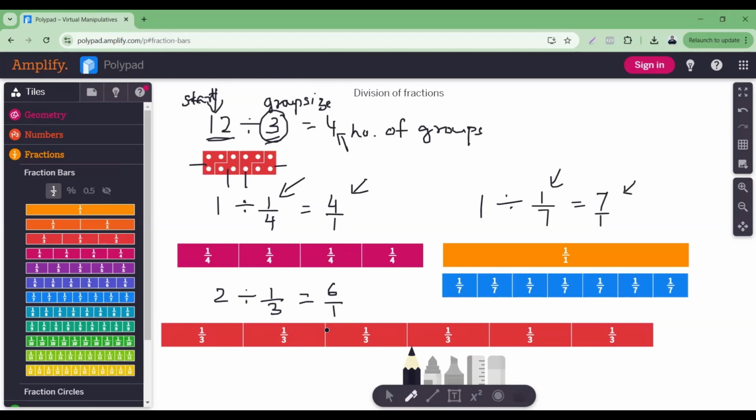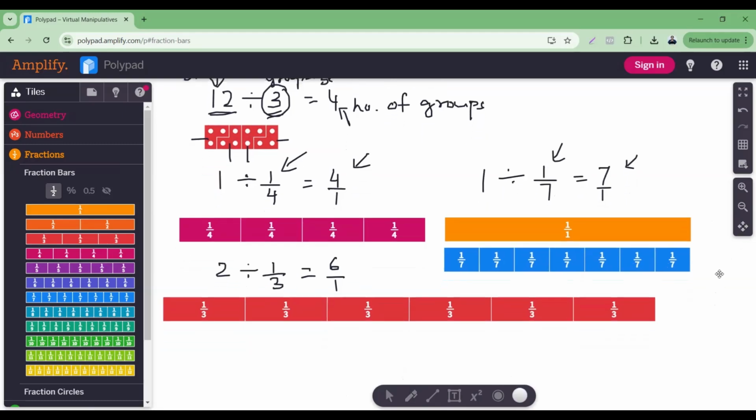6/1 is coming. Is there a connection between this 3/1 that should have come, but there's a 2 here? Oh yeah, the 3/1, whatever we could have got, multiplied by the 2. Multiplication of fractions you would have learned. If you have not learned, go back and learn that in the previous video. So 3/1 multiplied by 2 will give me 6/1. This is a fantastic trick that we have found.